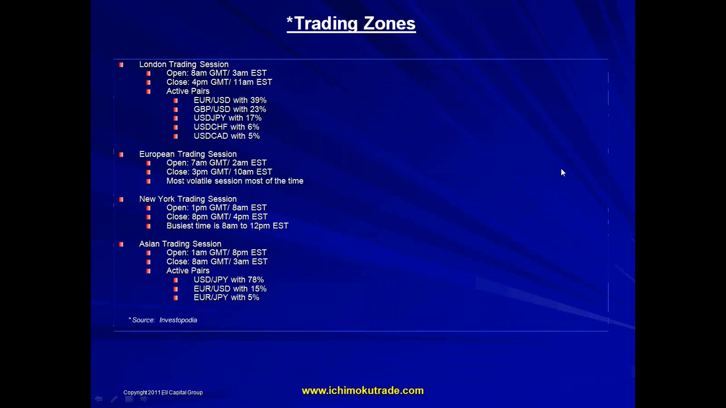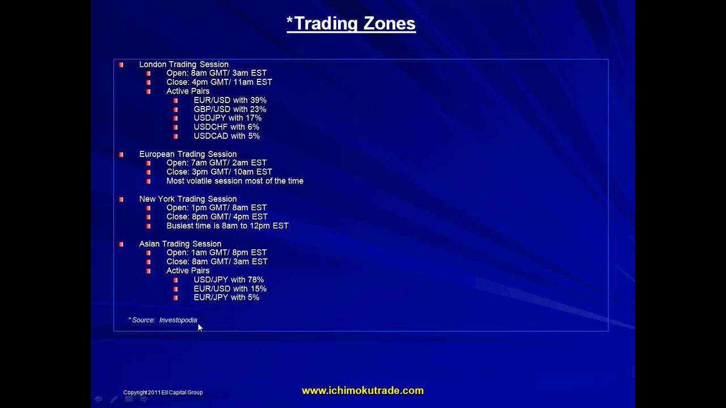Okay, so now here are the trading times, the trading zones. If you look at London, this tells you the open, the close, and the active pairs. If you take the European session, this tells you the open, the close, and that it's the most volatile session most of the time. New York, here are all the times, busiest time is between 8 and 12 p.m. Asian starts off at 8 p.m. to 3 a.m., and you can see all the currency pairs that are statistically moving.